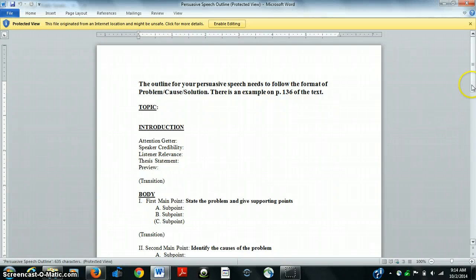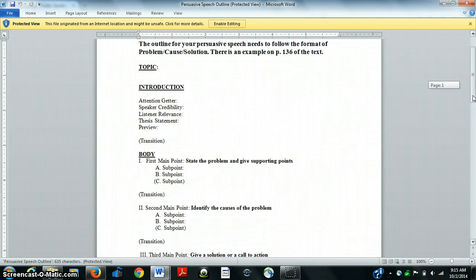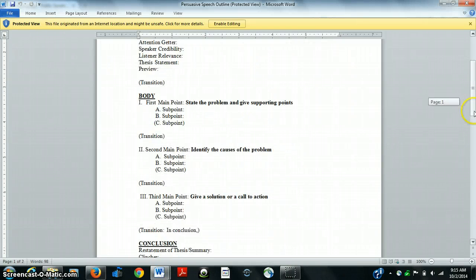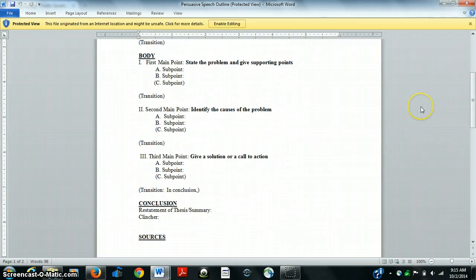So here's the outline that I handed out. Again, a little bit different. This correlates really well with the evaluation that I just showed you. This looks pretty much the same as it did for the informational speech. There are some changes here at the top. But the format of the outline, as I've stated before, is problem, cause, solution.